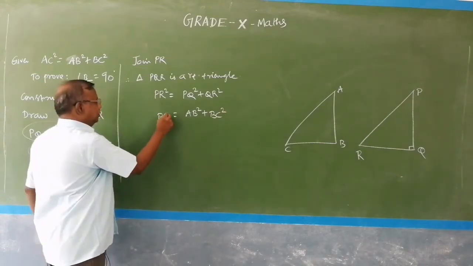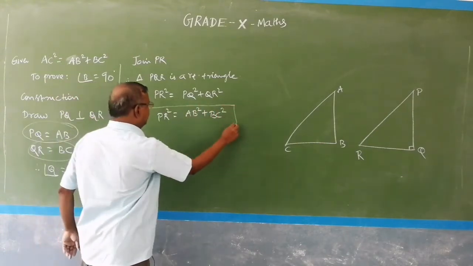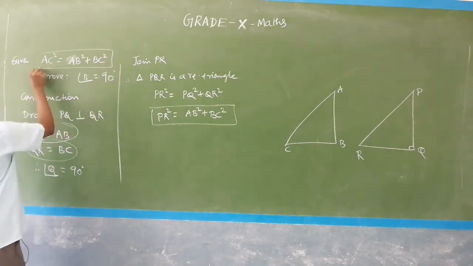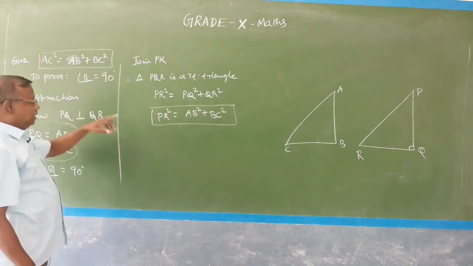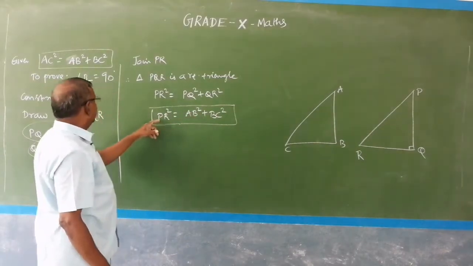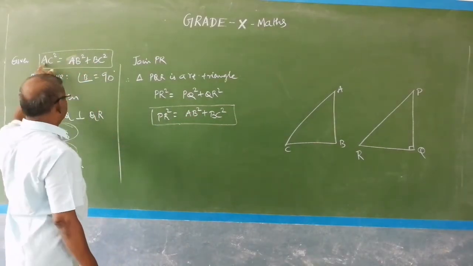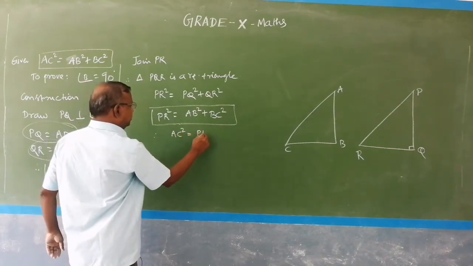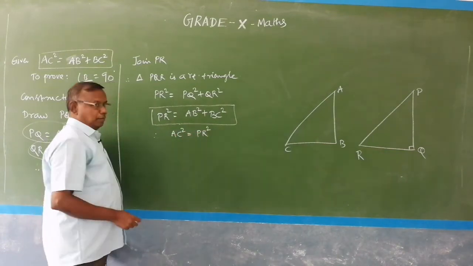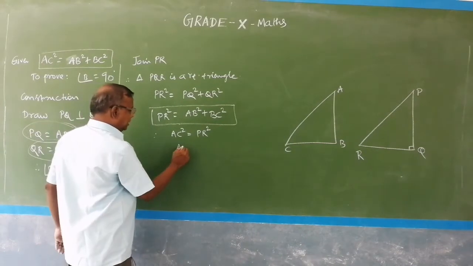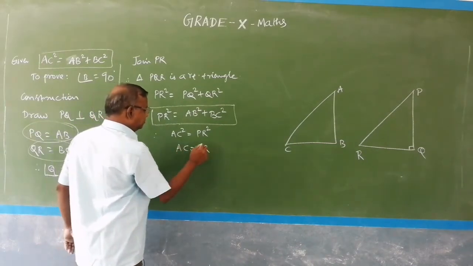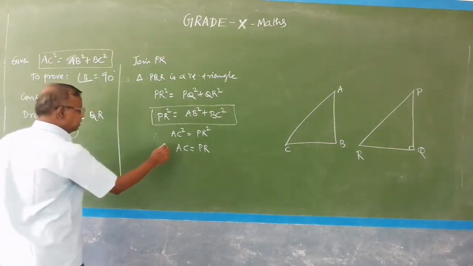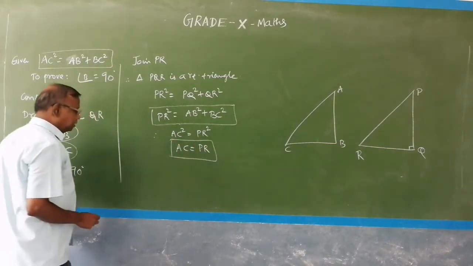So PR square equals AB square plus BC square. But here AB square plus BC square equals AC square. Therefore, AC square equals PR square. Taking positive square root, we have AC equals PR. See, this is also important.